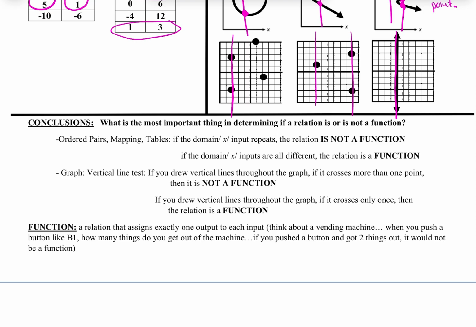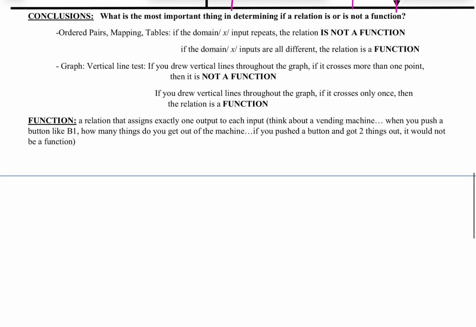Ordered pairs, mapping, tables: if the domain, the x value, input repeats, the relation is not a function. If the domain, x, or inputs are all different, the relation is a function. Graph, vertical line test: if you drew vertical lines throughout the graph, and if it crosses more than 1 point, it's not a function. If it only crosses once, then it is a function.